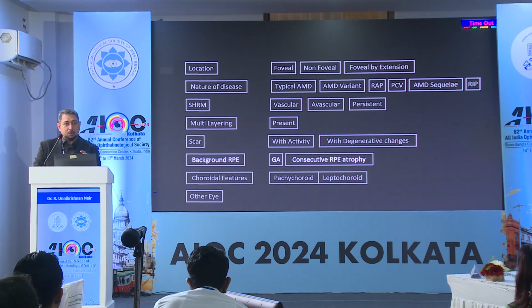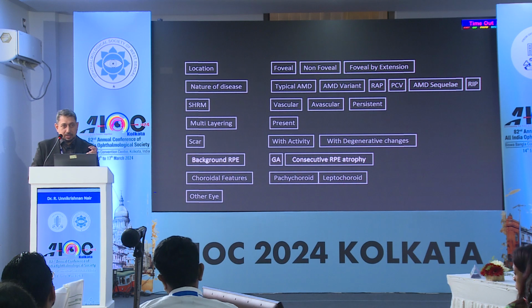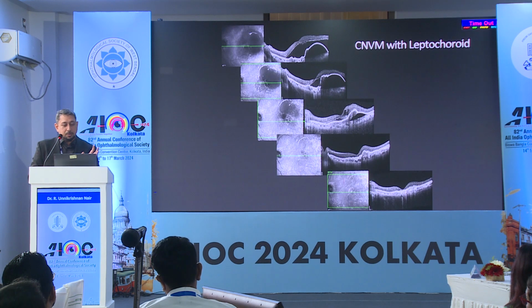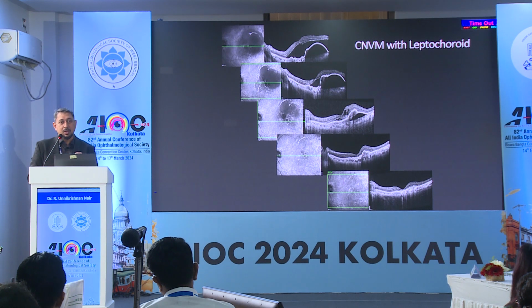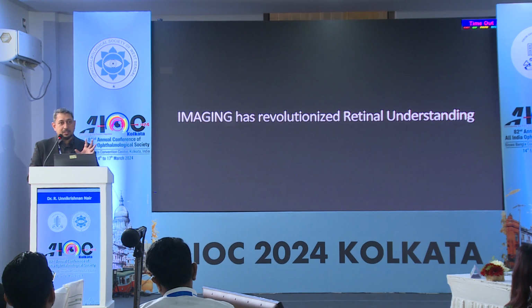You can afford to preserve the RPE by being less aggressive if you recognize the following features: you recognize degenerative CME, you recognize SRF, and you say, let me take a step back and not treat this aggressively. The choroidal features: some of the leptochoroids are the most dangerous diseases to treat because they go into atrophy extremely fast. So identifying a thin choroid, a leptochoroid CNVM, is very, very important. All these are imaging-based features, diagnostic and prognostic.